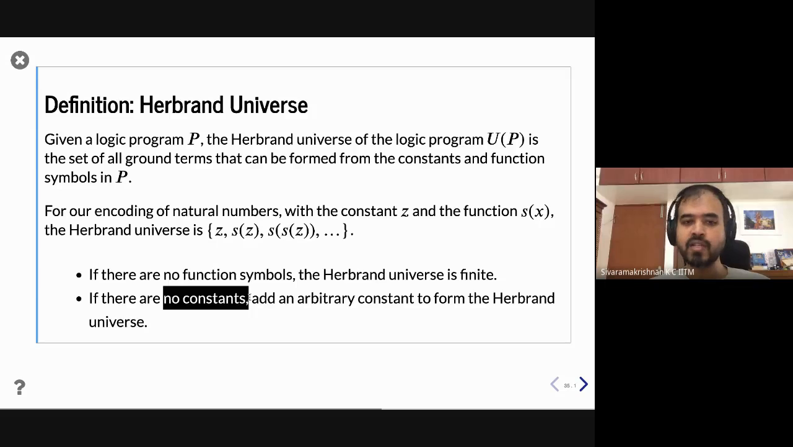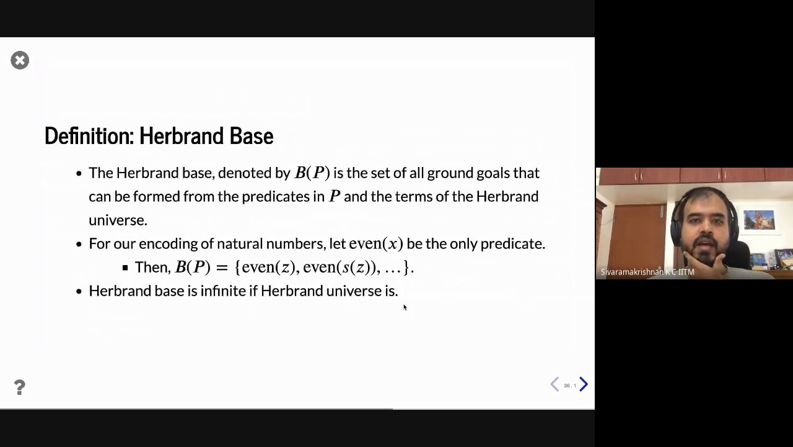We won't ever encounter this case in practice, but if there are no constants, then we simply add an arbitrary constant to the Herbrand universe. Okay. So we looked at constants and functions. Now we have clauses and predicates, right?